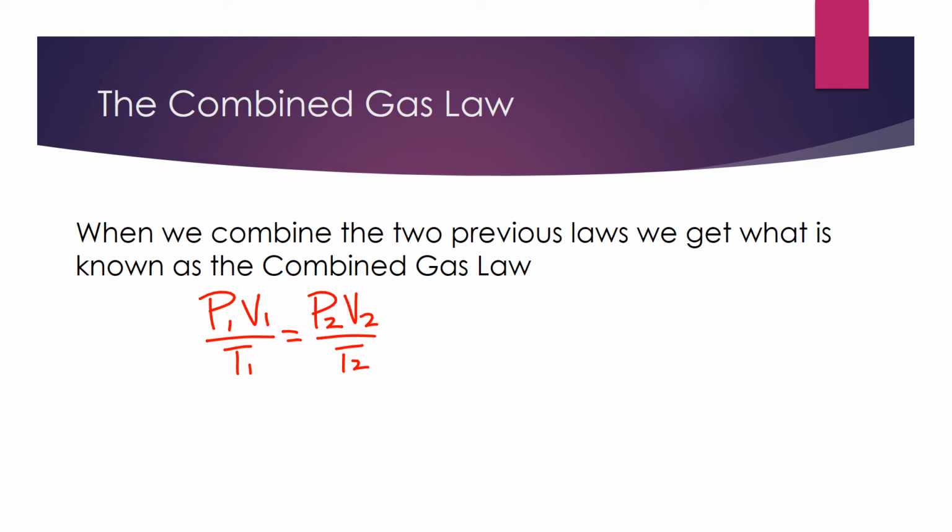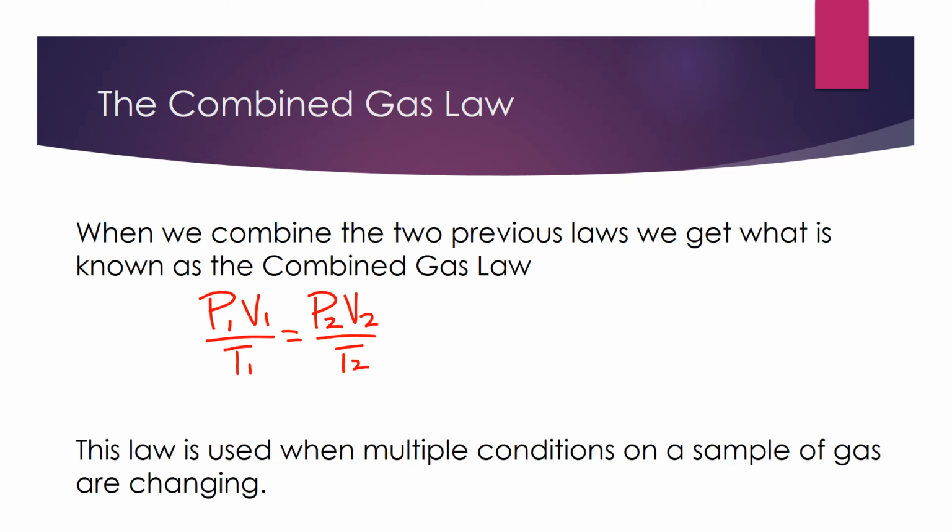So if the problem only gives you pressures and volume, then temperature is remaining constant, and so we can just eliminate it from our equation. If you're given pressure and temperature, then volume must be remaining constant, so we can eliminate it from the equation. Right? Now we're going to use this law when multiple conditions are changing on a sample of gas at once.